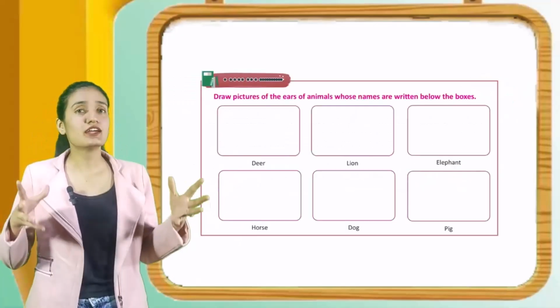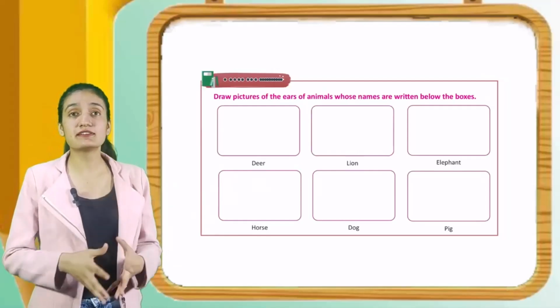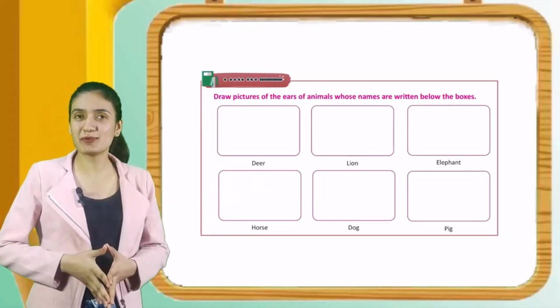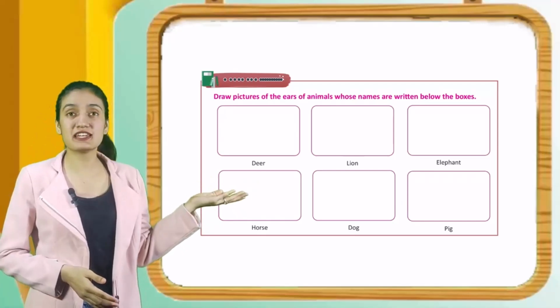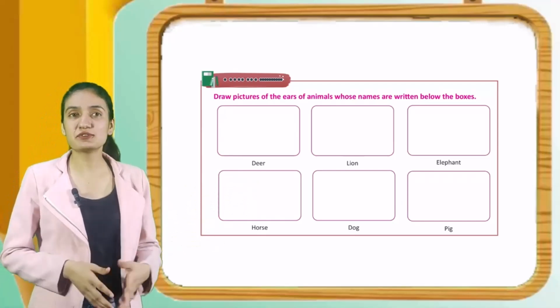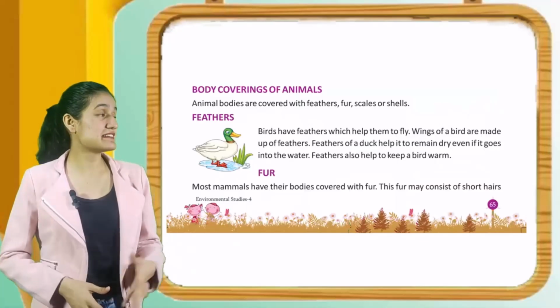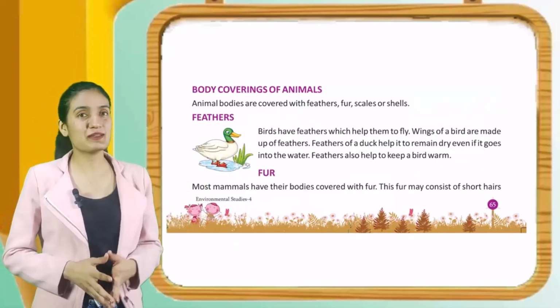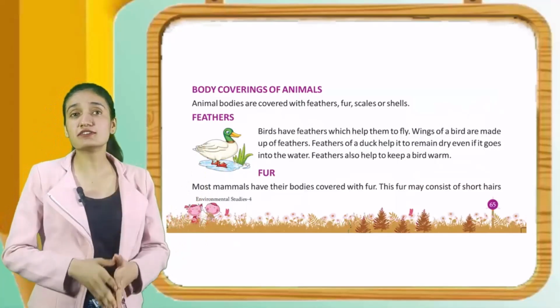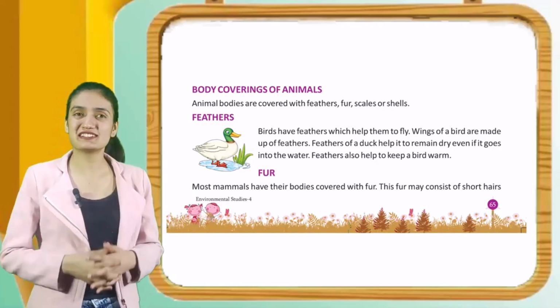Now the activity, draw a picture of the ears of animals whose names are written below the boxes. Here you can see the different names of the animals and you have to draw their ears. Now let's see body coverings of animals. Animal bodies are covered with feathers, fur, scales or shells.